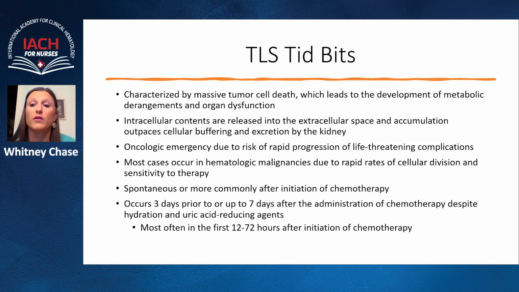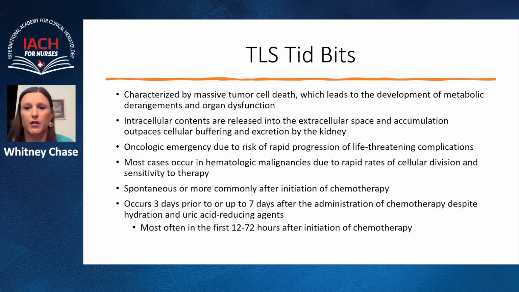TLS most often happens in hematologic malignancies due to the high rates of cellular division. It can occur spontaneously or after exposure to chemotherapy. These highly proliferative disease states tend to be very sensitive to treatment, and the incidence is rising due to the development of targeted therapies that are highly effective at killing these tumor cells, even in disease states where we didn't historically think of TLS, like chronic lymphocytic leukemia and solid tumors.